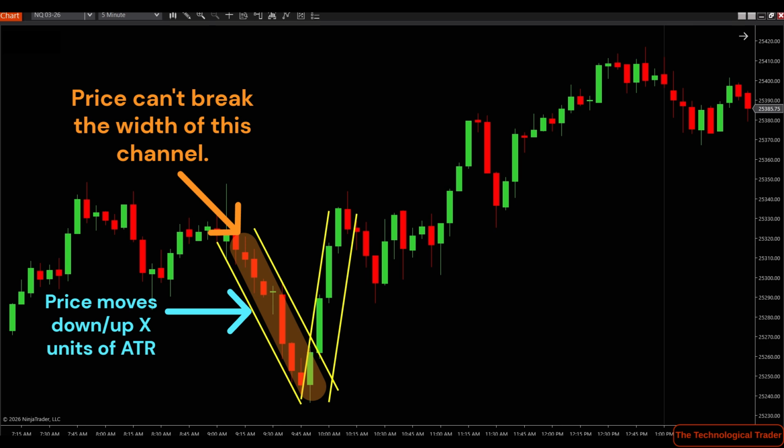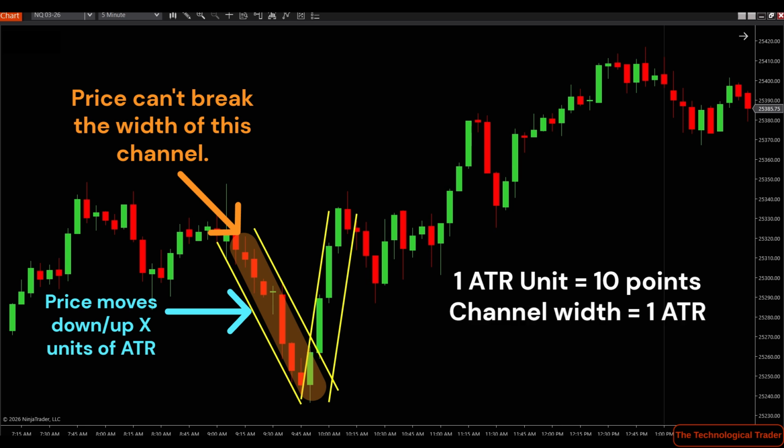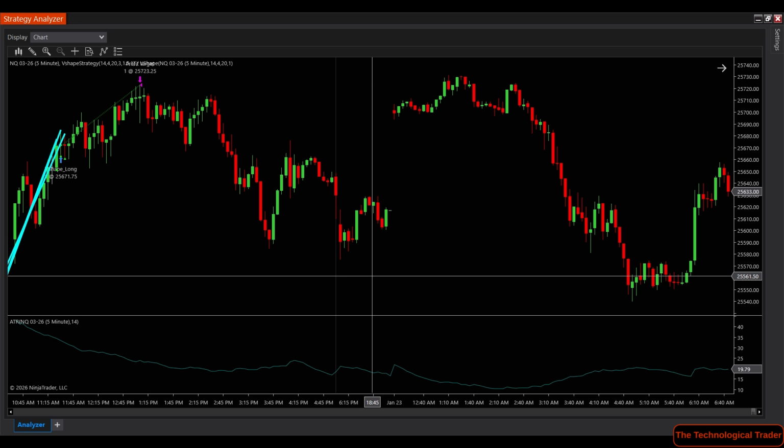Suppose the ATR is currently 10 points. If we define our corridor width as 1 times the ATR, the price must stay within a 10-point lane as it moves down and then back up. If the price swings too wide or drifts too far outside that 10-point range, the algorithm identifies that the pattern is no longer valid. Using these specific calculations helps us filter out market noise and focus only on clean, high-quality V-shaped setups.